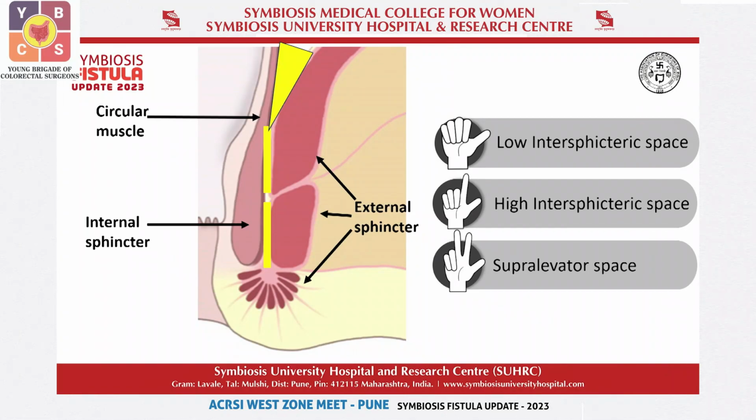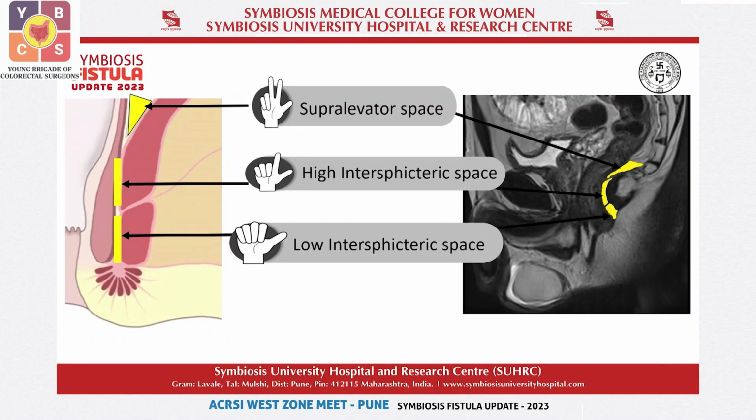So this is the circular muscle, which is continuing downward as the internal sphincter. This is the external sphincter, the upper component, the superficial component, and subcutaneous component, okay? And in that, you see the internal sphincter over here. So these are all three spaces. The supralevator space is over here, the high intersphincteric space over here, and the low intersphincteric space over here. Can you see on MR, these are all very well delineated on the sagittal images.